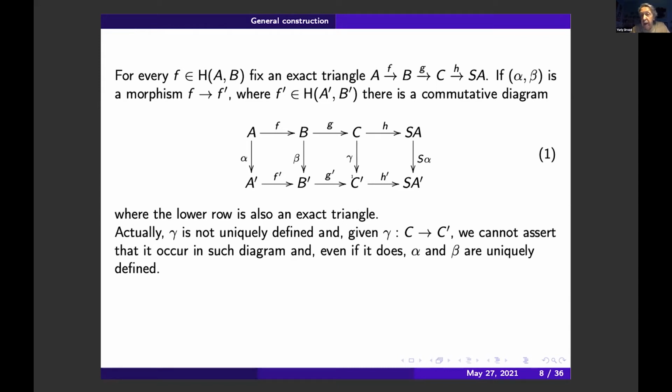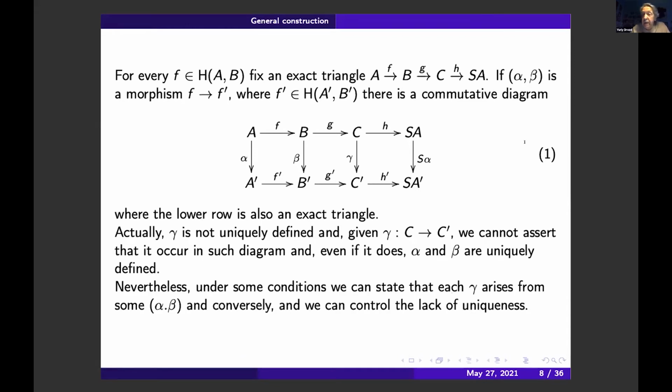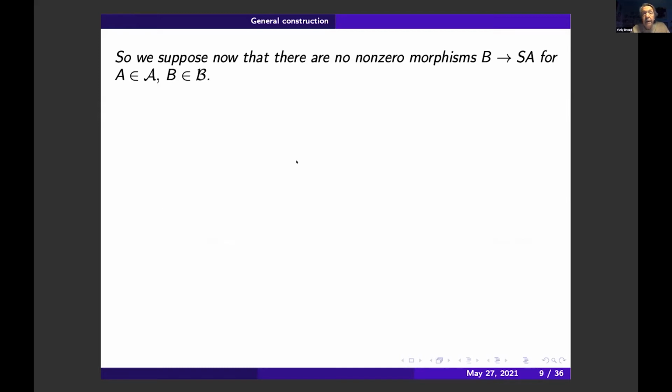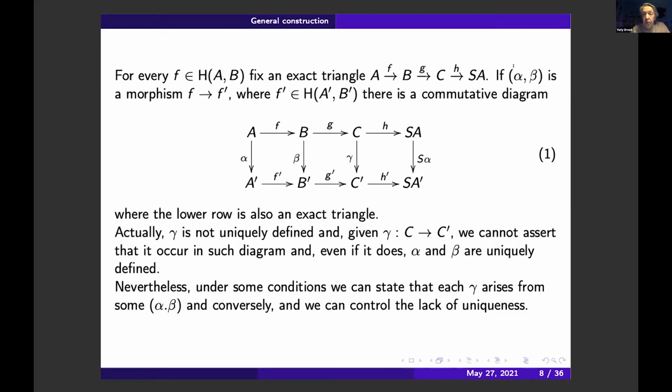And moreover, if we have gamma from C to C prime, we cannot assert that it occurs in such a diagram. And even if it does, we cannot assert that alpha and beta are uniquely defined. Nevertheless, under some conditions, we can state that each gamma arises from some (alpha, beta), and conversely, and we can control the lack of uniqueness. Namely, we suppose that there are no non-zero morphisms from objects from B to suspensions of objects from A. So no morphism, for instance, from B to SA prime.